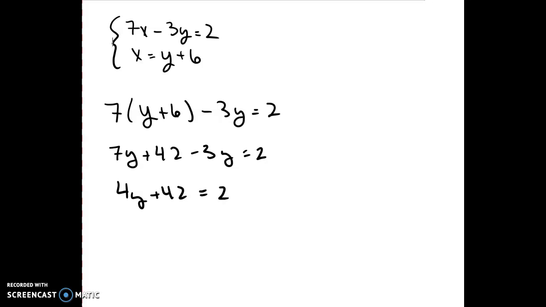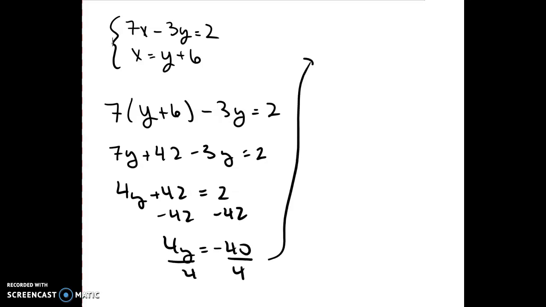I'm going to subtract that 42 from both sides. So 4y is equal to negative 40. Divide both sides by 4. Okay, so y is going to be equal to negative 10.